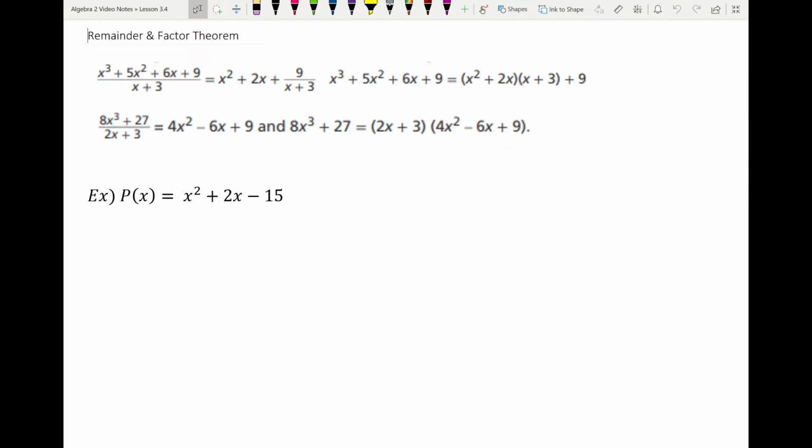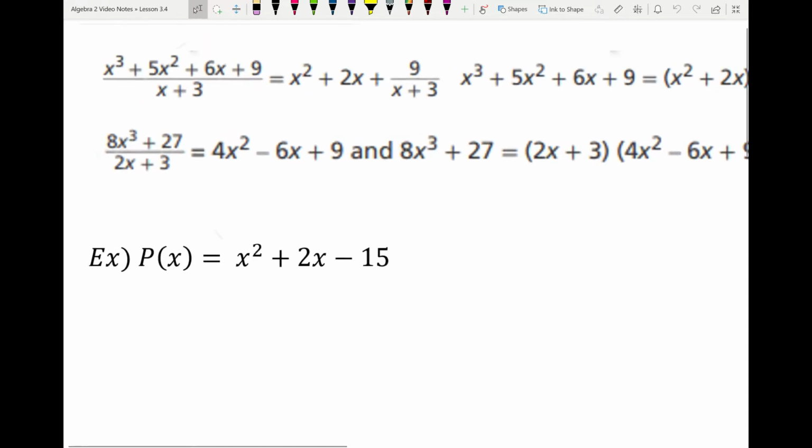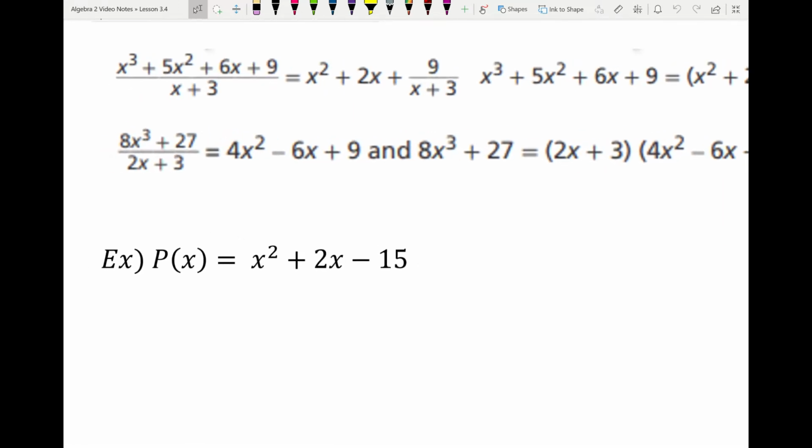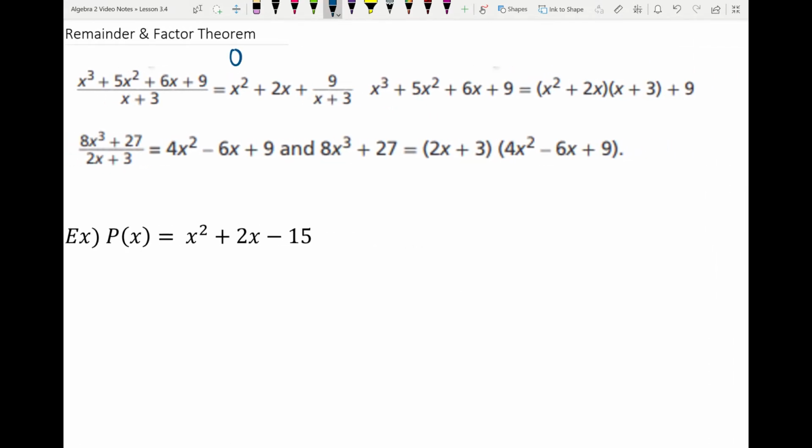All right, so now let's go ahead and quickly talk about not the previous problem that we did with the try it, but the one before that. So our very first example, when we were dividing x cubed plus 5x squared plus 6x plus 9 divided by x plus 3. So I went ahead and jotted down the results. So this right here was the quotient form. This right here is the product form on the right side.